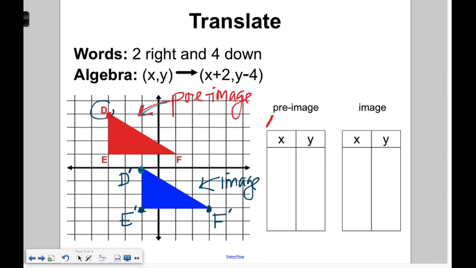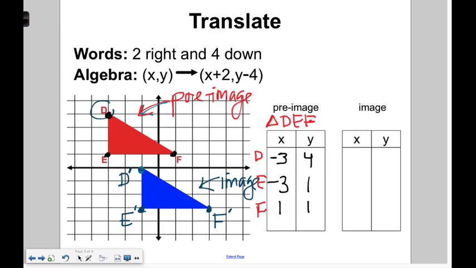So if I look at my pre-image, it's triangle DEF. So add that underneath the word pre-image. And what we're going to do is we're going to take a look at the ordered pairs for each corner or each vertex or point of our shape. So the ordered pair for D. Okay, so my ordered pair right here is -3, 4. My ordered pair for E is -3, 1. My ordered pair for F is 1, 1.